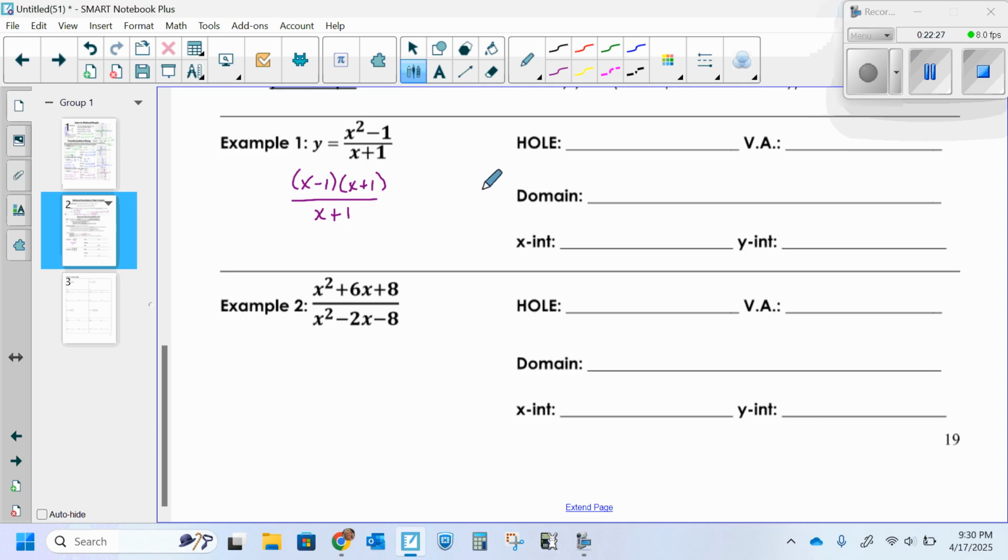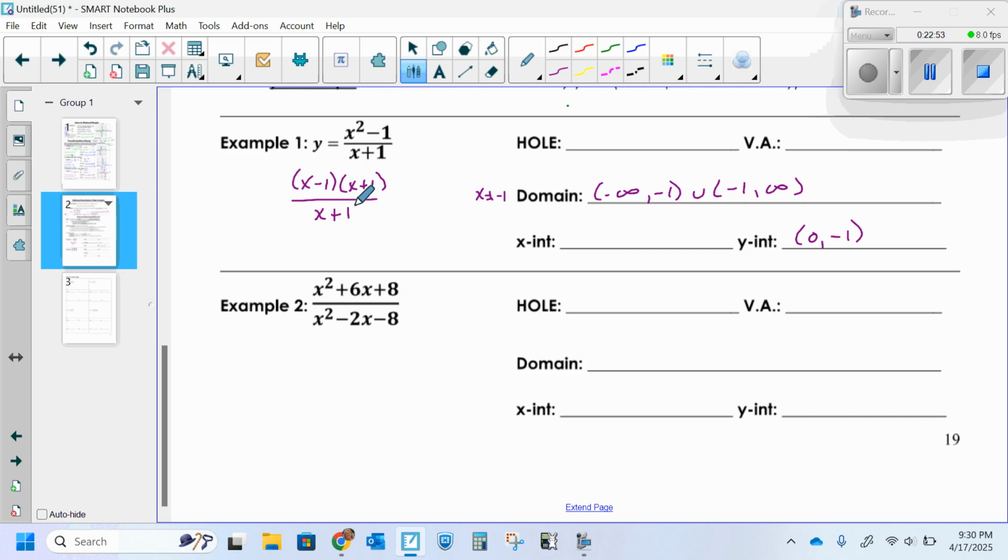That domain: x cannot be -1. So that is -infinity to -1 union -1 to infinity. The numerator has nothing to do with the domain. Absolutely nothing. Okay, I might do the y-intercept right now. The y-intercept, plug in 0 for x, and you get 0, -1. Please make sure you're writing that as an ordered pair. Okay, so I'm going to change colors here.